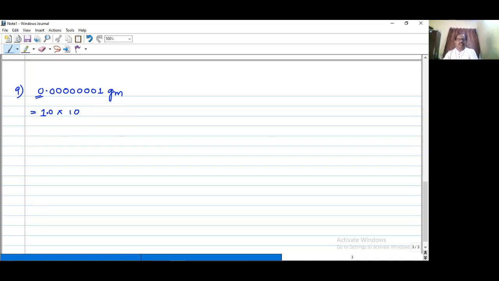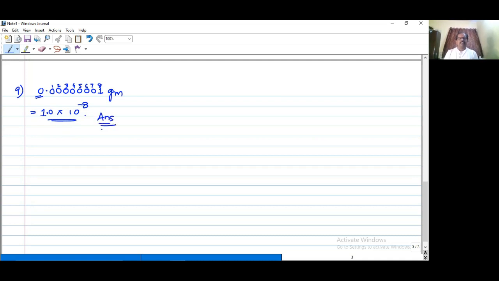As I told earlier, the power of 10 will depend on the number of places that we have moved our decimal. So how many places have we moved this decimal? It is 1, 2, 3, 4, 5, 6, 7, and 8. We have moved our decimal from left to right now, which means the power of 10 must be negative, and it will be equal to 8 here. So it is 1.0 into 10 to the power minus 8. This will be the required standard form of the given number.